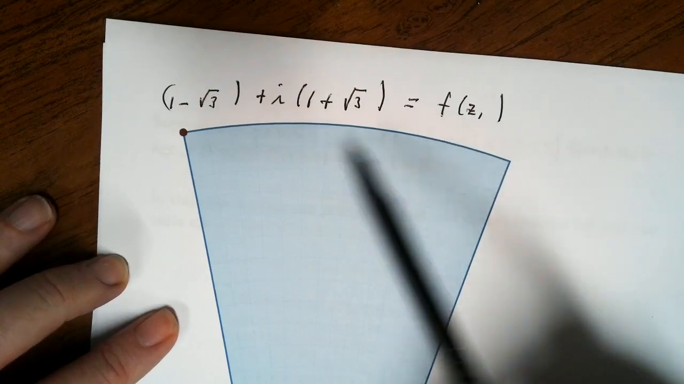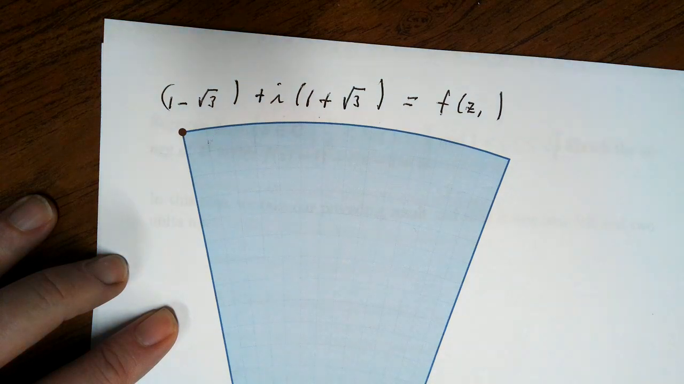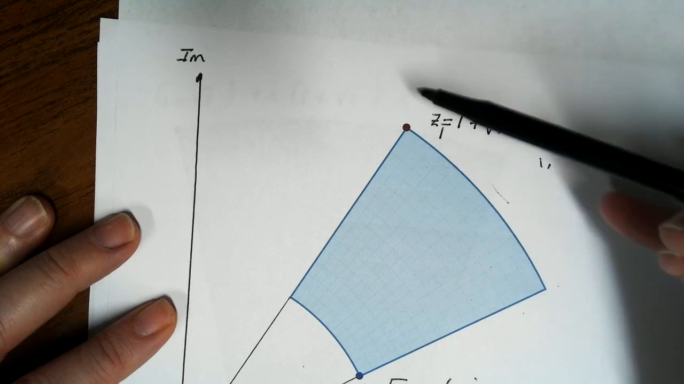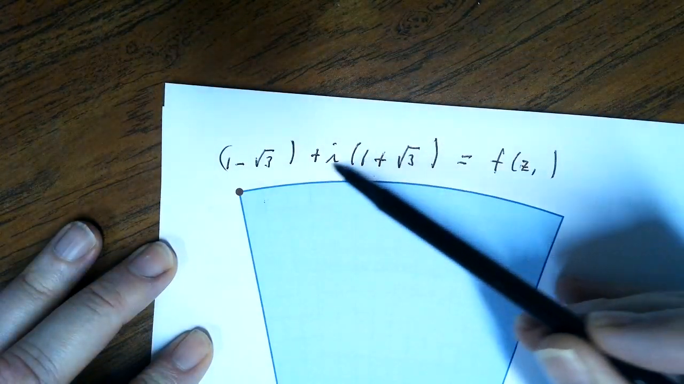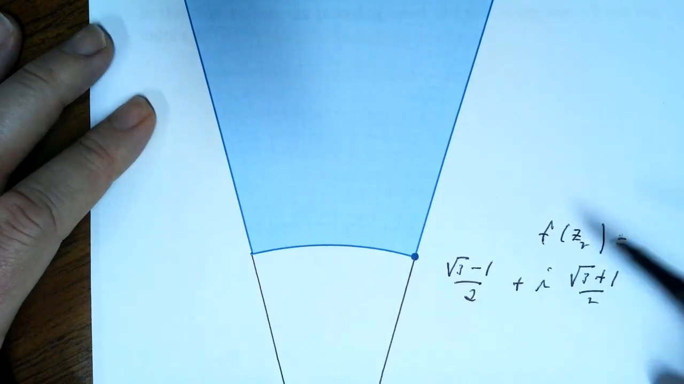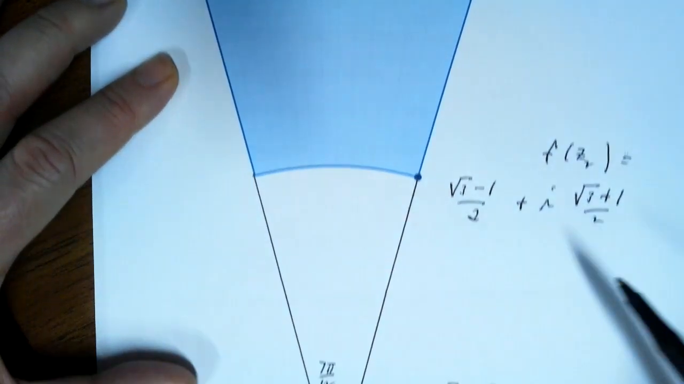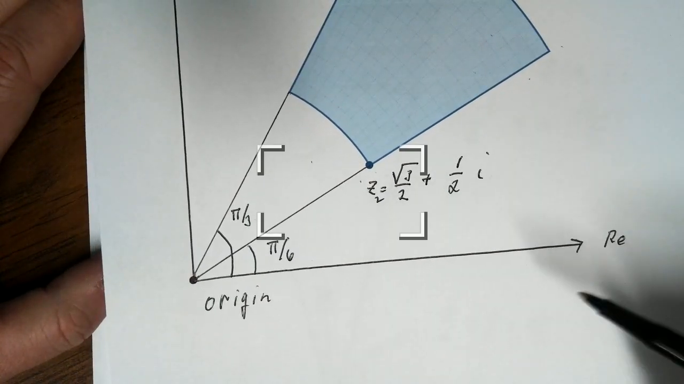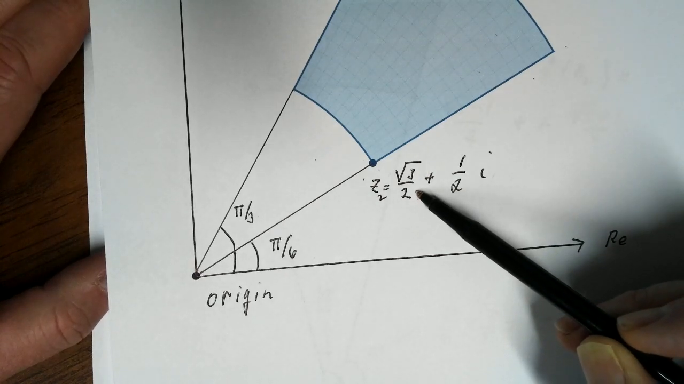f of z1 was (1 minus root 3) plus i times (1 plus root 3). So what we've done is taken z1 here at this point, and here's its output, which is that point. Now f of z2 was (root 3 minus 1) over 2 plus i times (root 3 plus 1) over 2. Here is z2. What we've done is scaled its modulus by root 2 and rotated by pi over 4.